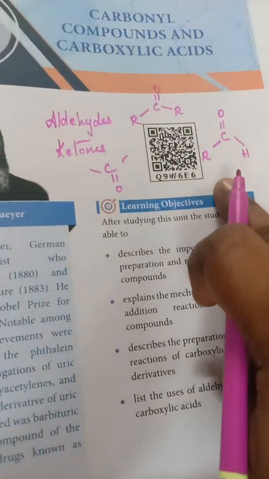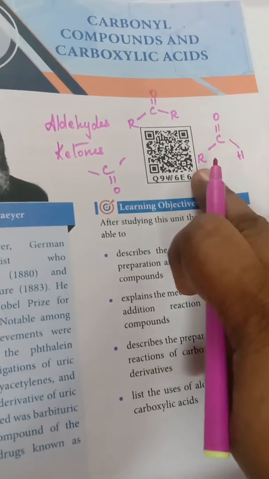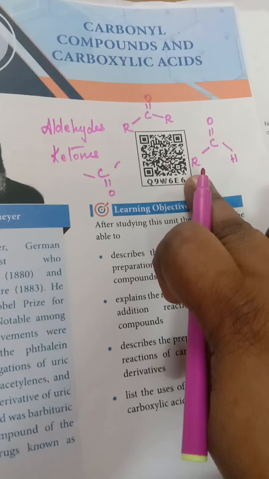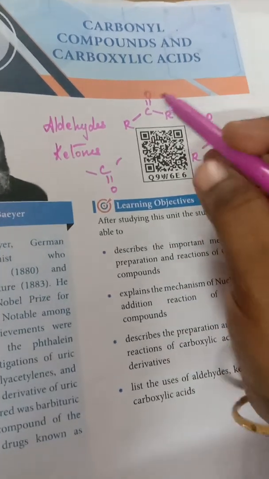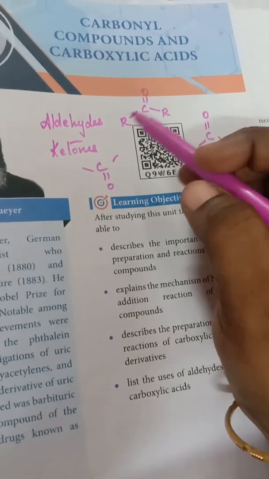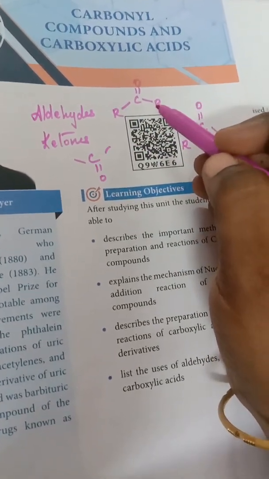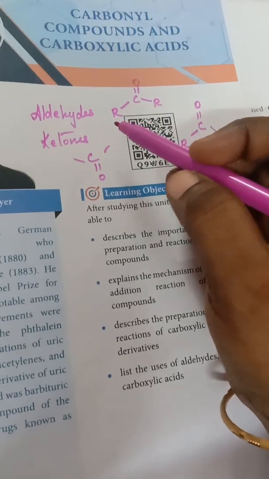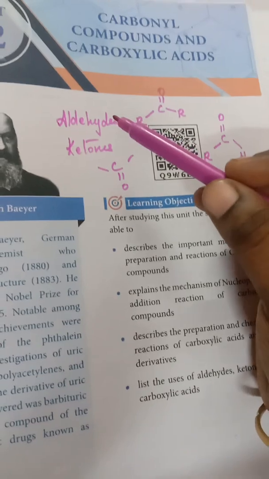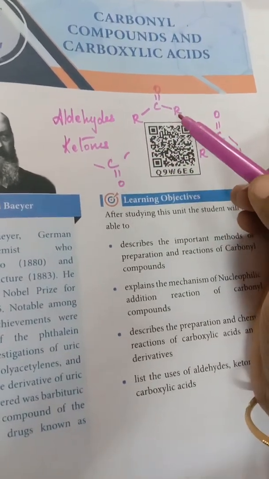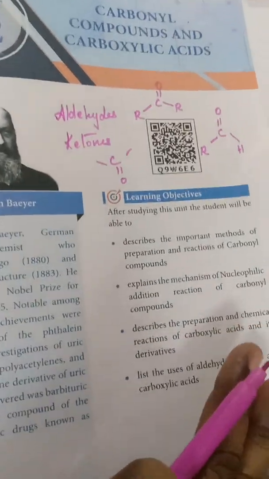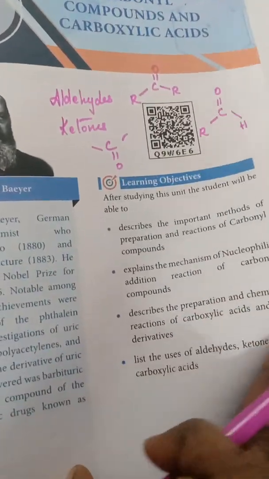In case of aldehydes, you have one hydrogen and an alkyl group, or aromatic group, or aliphatic group, aryl group, anything this R can be. But in case of ketones there is no hydrogen; both will be aryl group or alkyl group. This will be aryl, this will be alkyl, this will be aliphatic, this will be aromatic. So any group can be attached here. Understood? I hope you understood what aldehydes and ketones are and their general formula. We'll learn in detail about these in this chapter.